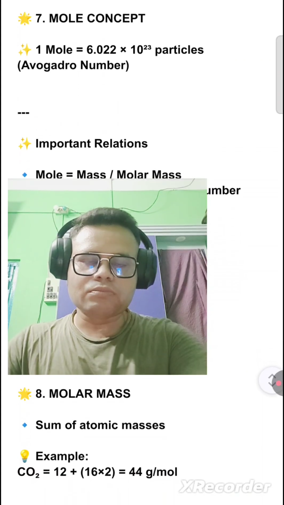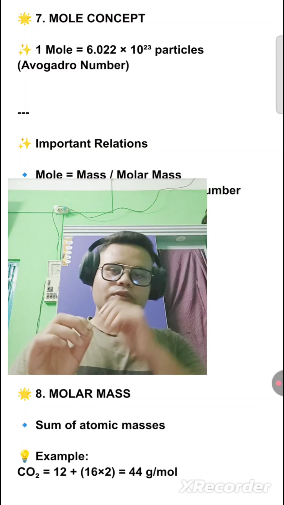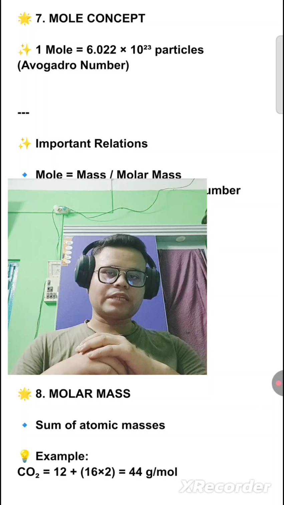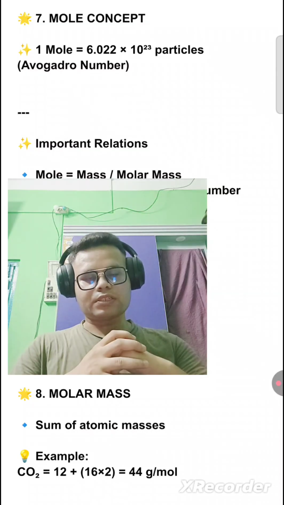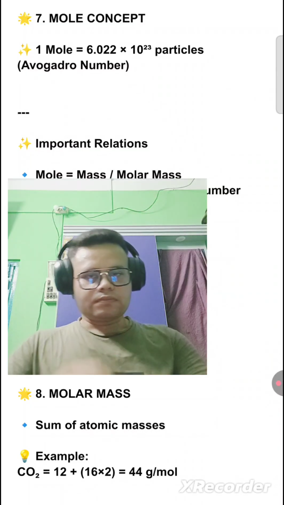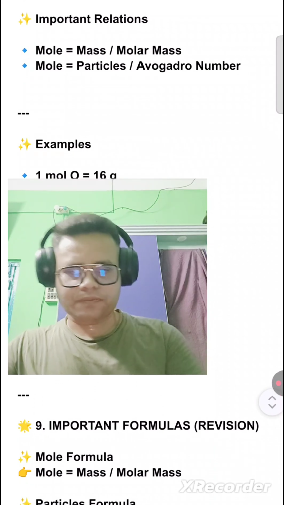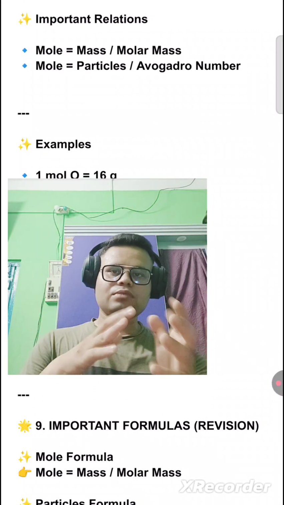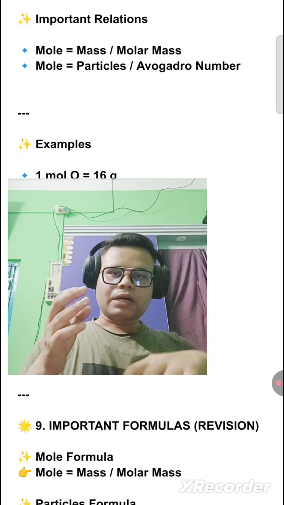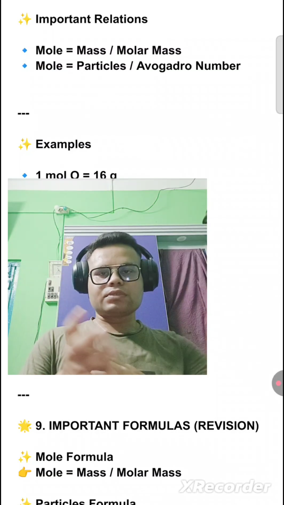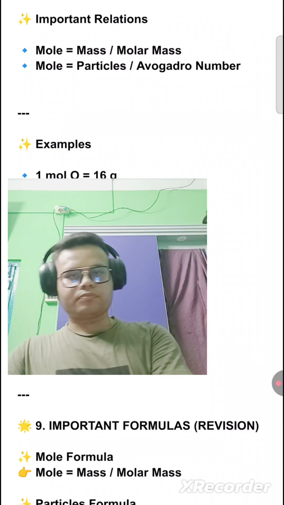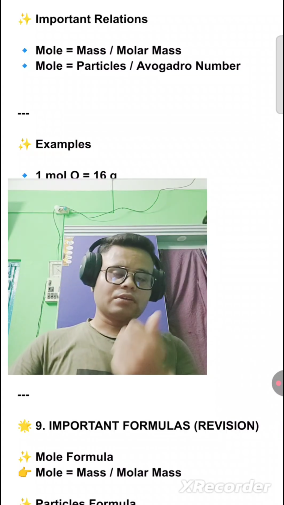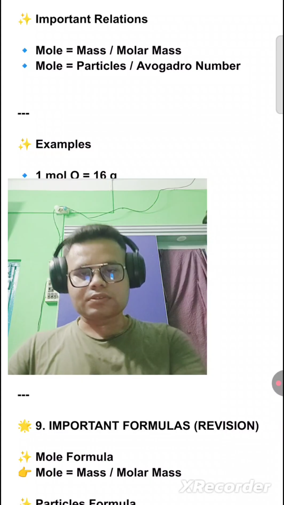After that, the mole concept. 1 mole equals 6.022 times 10 to the power 23 particles, also known as the Avogadro number. After that, the important relations. Mole equals mass divided by molar mass. Mole equals particles divided by Avogadro number. These are important relations for the examination and for solving numericals.